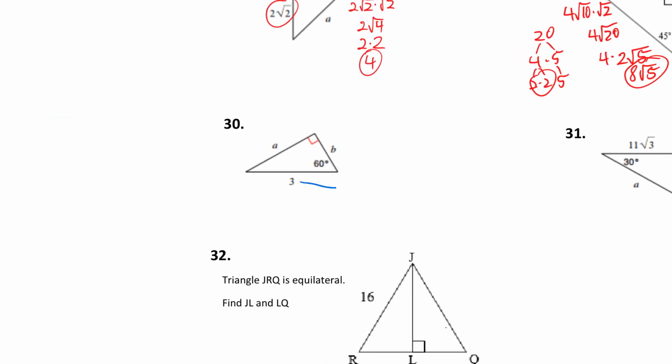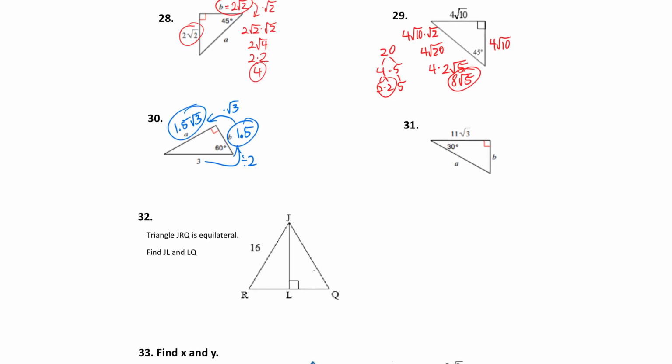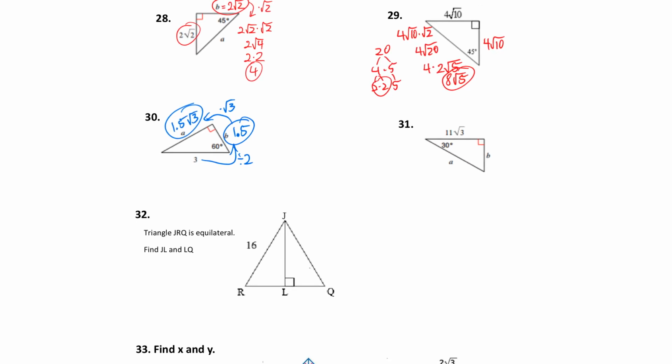Okay, on this one, from the hypotenuse back to the short leg, we divide it by 2, so just 1.5. And then from here to here, we multiply by the square root of 3. So this is 1.5 square roots of 3. Okay, so on this one, divide by the square root of 3, this is 11. This is going to be double that, 22.